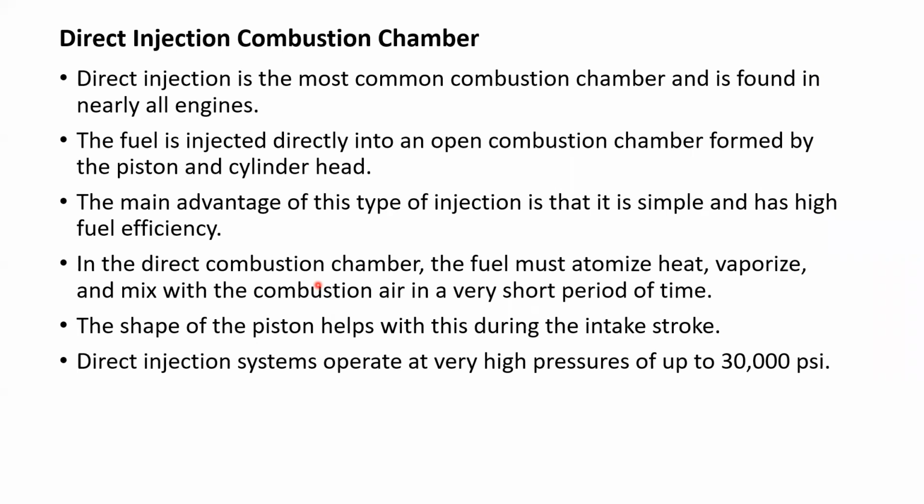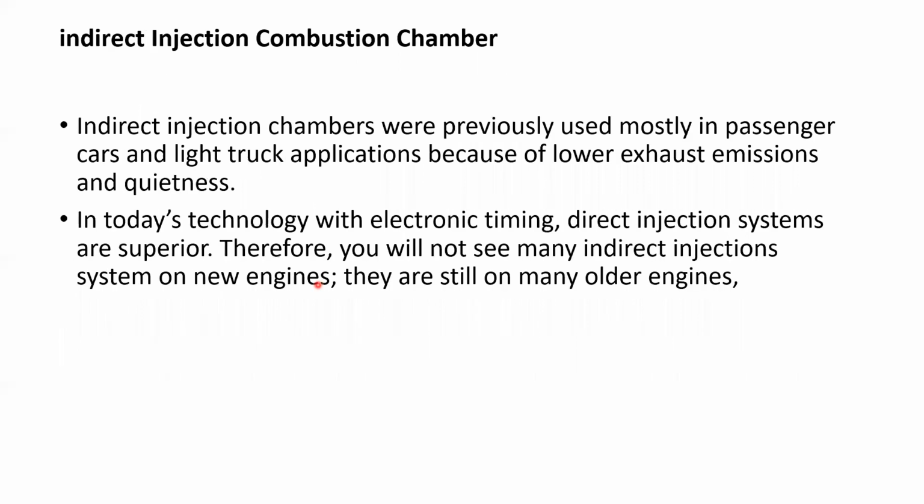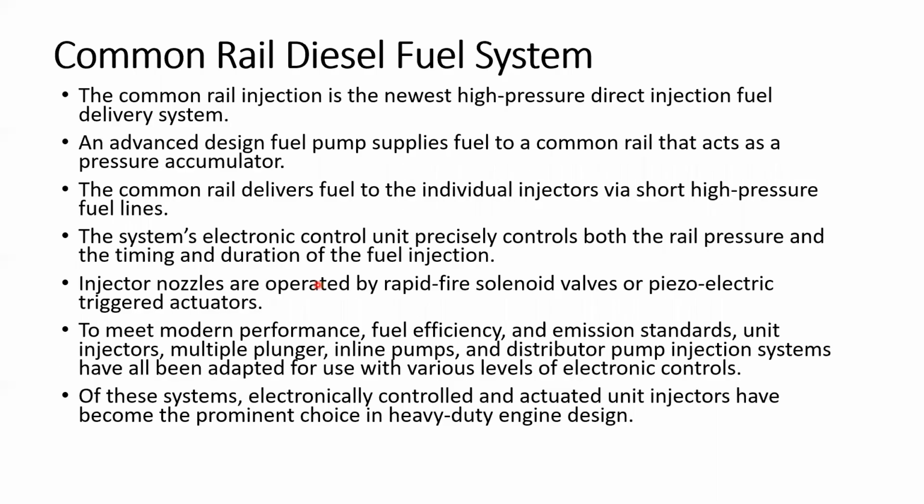Anyway, the direct injection system operates at very high pressures, around 30,000 psi, because you have to understand the fuel has to be injected into a pressurized combustion chamber at around 600 psi, and it has to be atomized as soon as possible. So it has to be pressurized to a higher value. Next we have the common rail diesel fuel system, right?